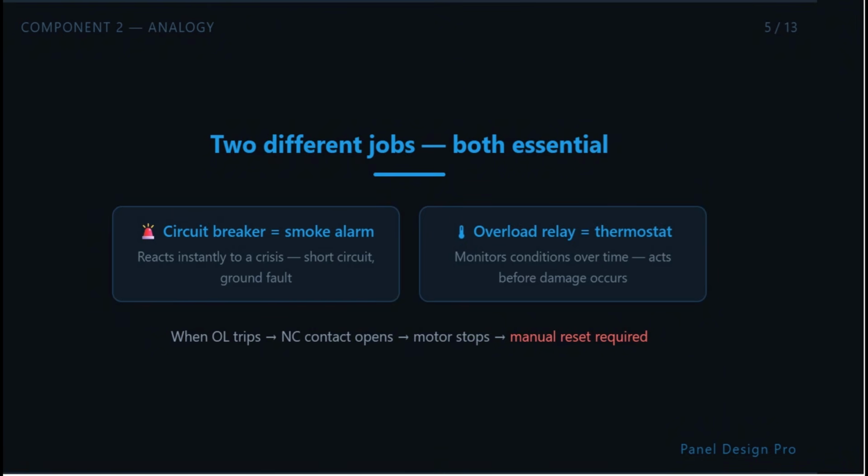The overload relay has a normally closed contact wired in series with your control circuit, exactly like we saw in episode 2. When it trips, that contact opens and the motor stops. Most overload relays require a manual reset button to be pushed before the motor can start again.